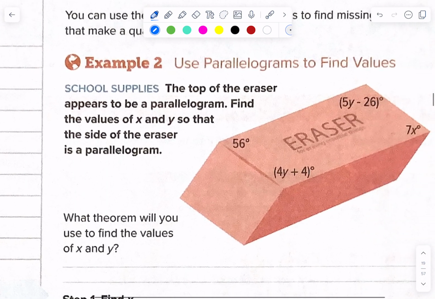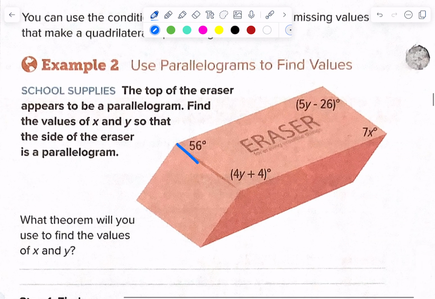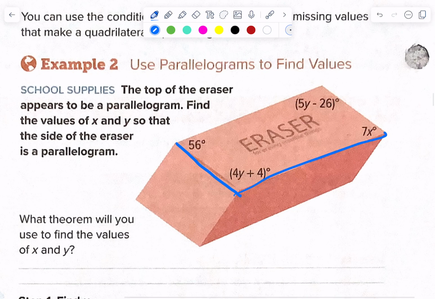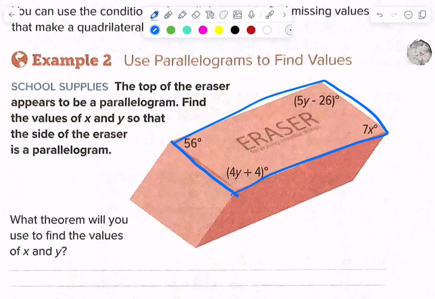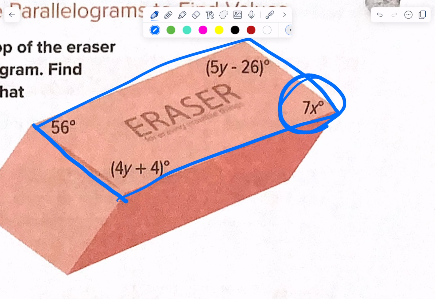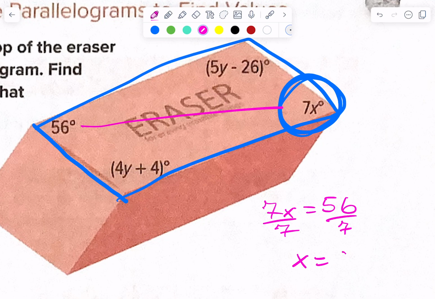Okay. All right, example 2. They are asking what x and y have to be in order for the top of this eraser to be a parallelogram. So I see 7x right here. What does 7x have to measure if this is a parallelogram? 8. Yeah, you did the math already. 7x has to be equal to 56, and if I divide by 7, x is 8.